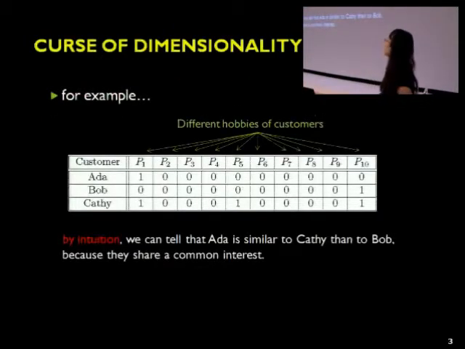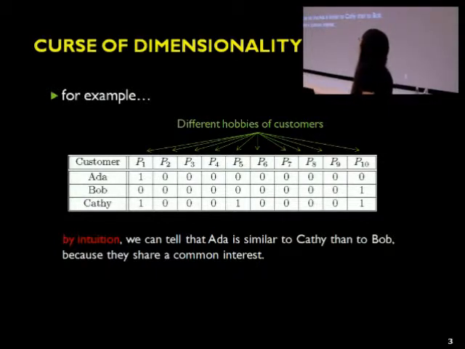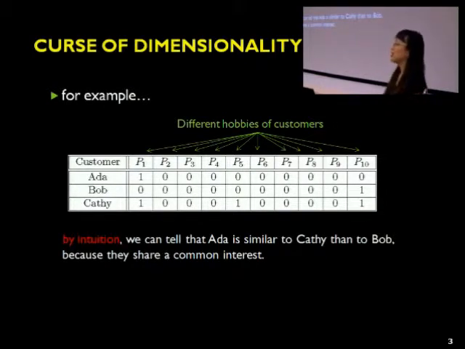So here's a simple example. Suppose you have a table of your customers recording their hobbies. So here we have 10 hobbies and we have 3 customers. And when a customer has a particular hobby, we mark it as 1, and if not, we mark it as 0. So naturally, when we try to analyze such data, we want to find out the similarity between our customers based on their hobbies. So in this case, we will think probably 2 customers who share some common hobbies are more similar to each other than customers who don't share hobbies at all.